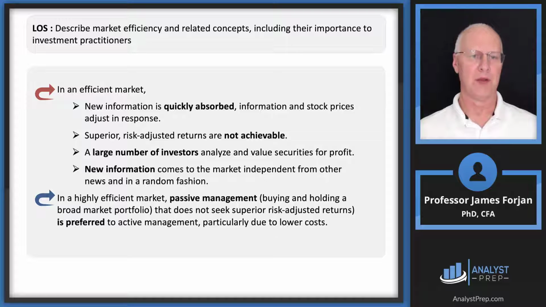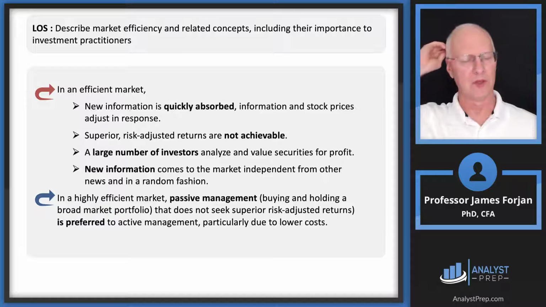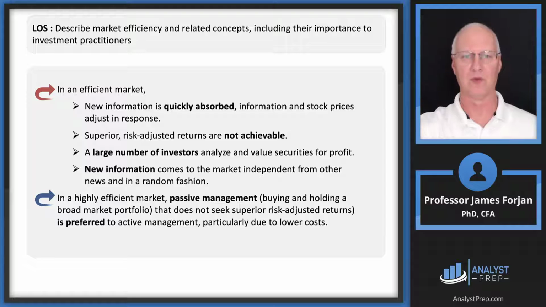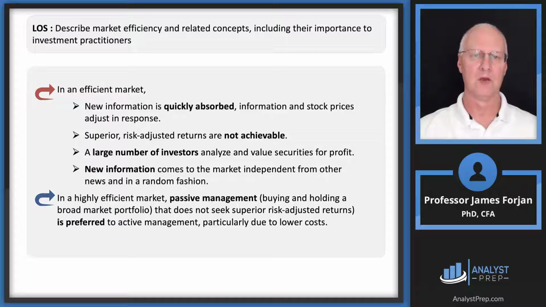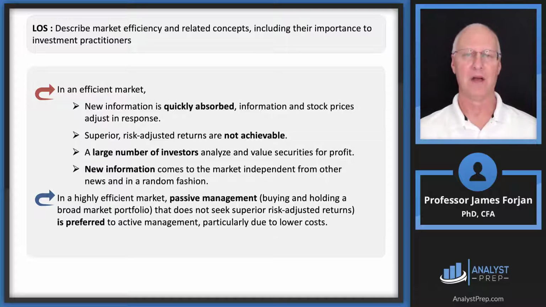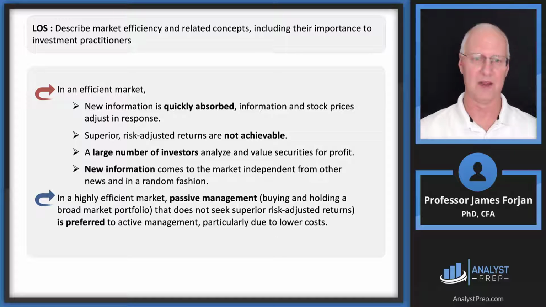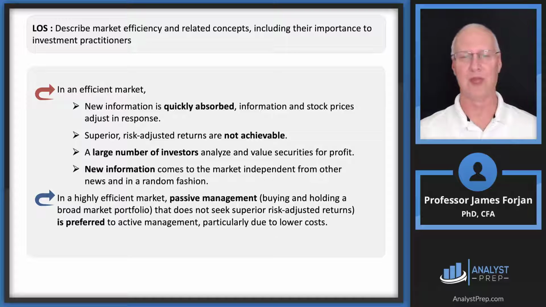Now, the other part here, look at the fourth one there, because I want to emphasize these quickly absorbed and in relationship to how stock prices react instantaneously. What has to happen is that this new information has to come to the marketplace in a random fashion. You can't say something like, okay, I'm going to announce a dividend increase right now, and then investors can anticipate that in 5 seconds another company is going to announce another dividend increase, and another and another and another. So that's the independent from other news and in a random fashion.